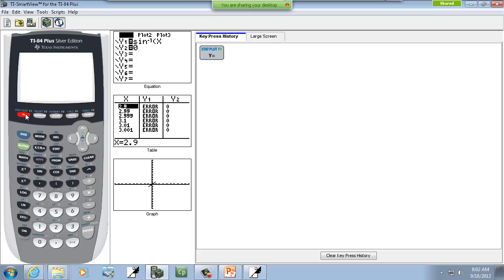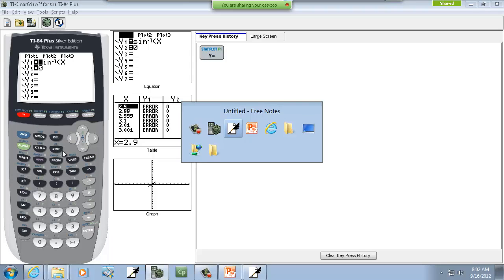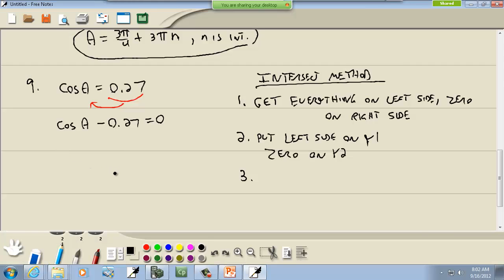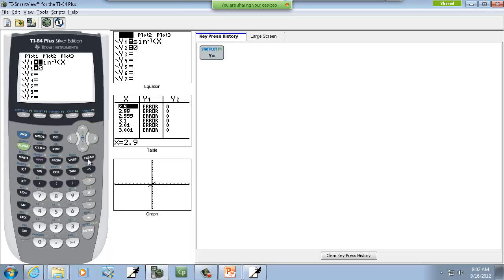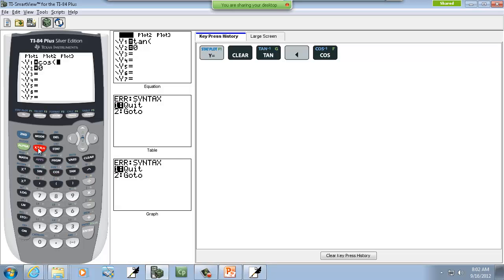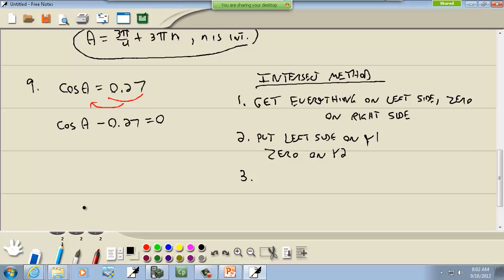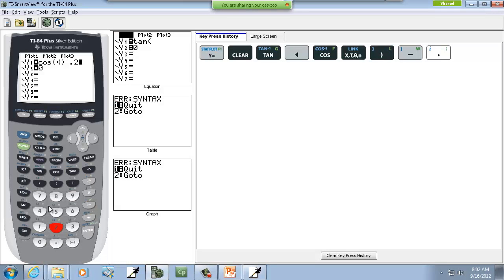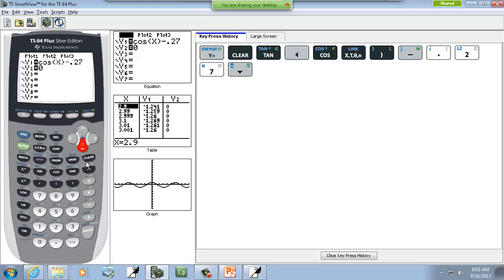We're going to press our y equals, and on y1 we're going to put in our cosine theta minus 0.27. So I'll press clear to clear out whatever's there. Press cosine, and for theta I'll just put x in for a variable. Doesn't matter what variable. Closing parentheses, minus 0.27. And then I'll down arrow, and I already have 0 there, but if you didn't, you press clear and put a 0 there.